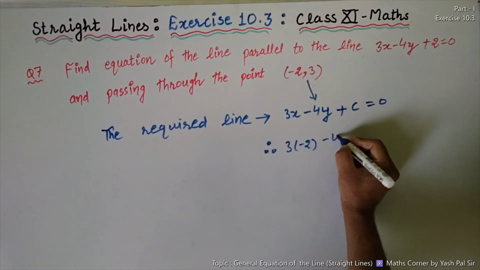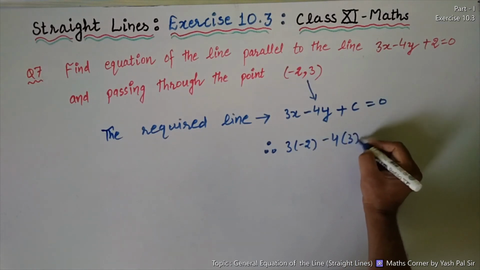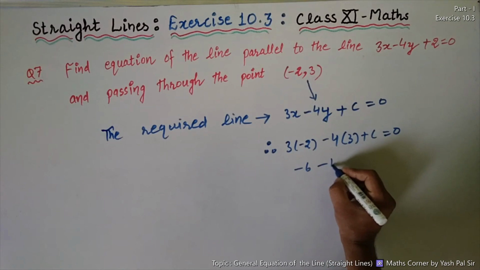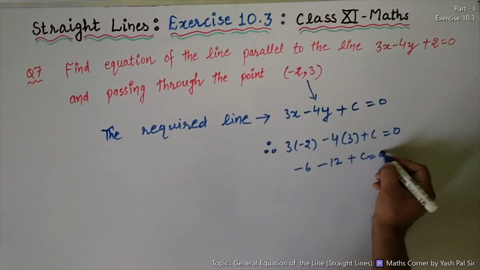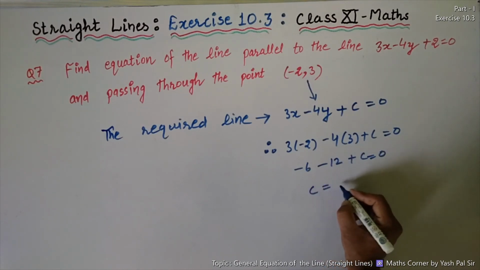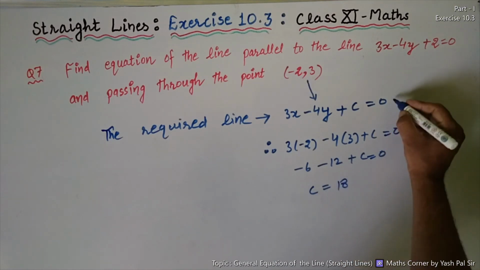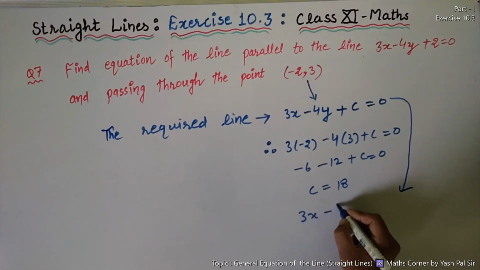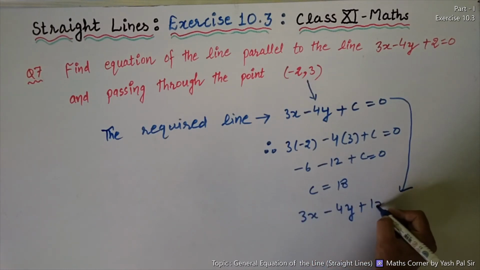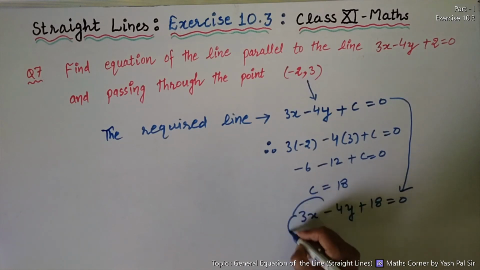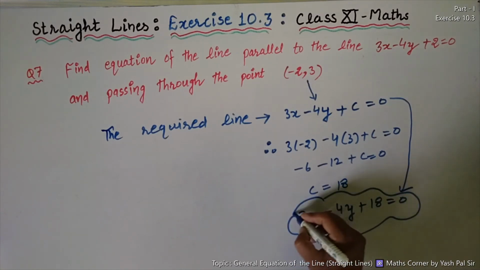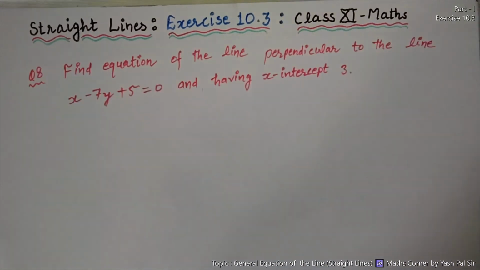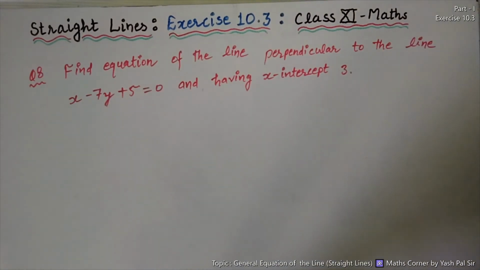So we put x equal to minus 2, y equal to 3: 3 into minus 2, minus 4 into 3, plus c is equal to 0. This becomes minus 6 minus 12 plus c is equal to 0. That means the value of c is 18. So the equation becomes 3x minus 4y plus 18 is equal to 0, which is the required equation of the line.